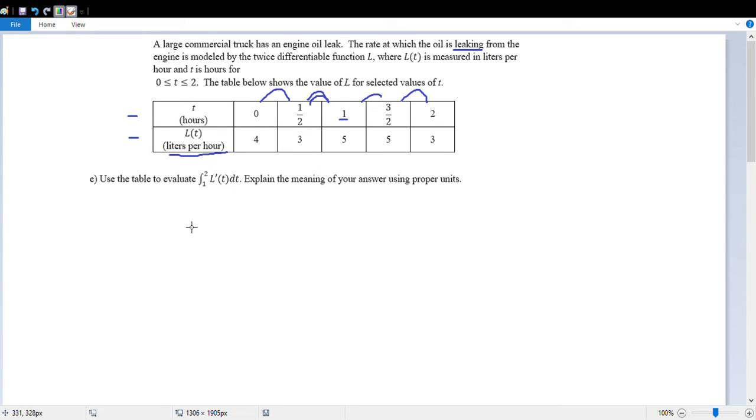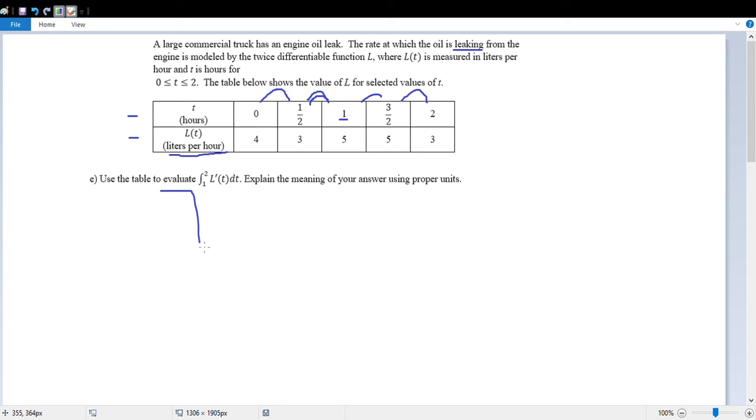All right, we're going to use the table to evaluate the integral from 1 to 2 of L prime of t dt. Explain the meaning of your answer using proper units. Okay, this is a kind of a gotcha question here that a lot of people miss, but it's super easy. Let's take a look at some of the hints.